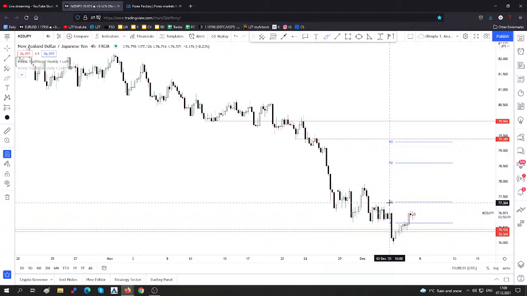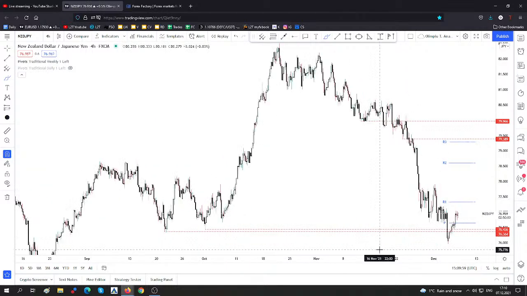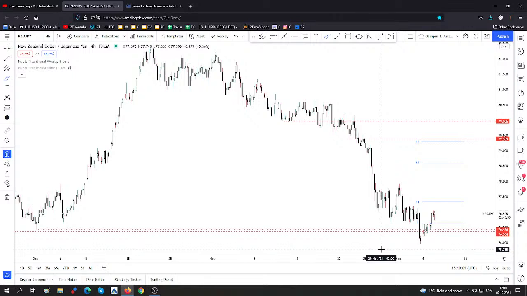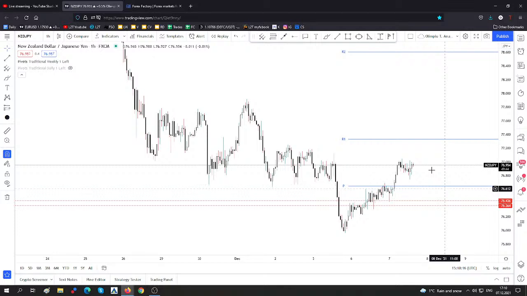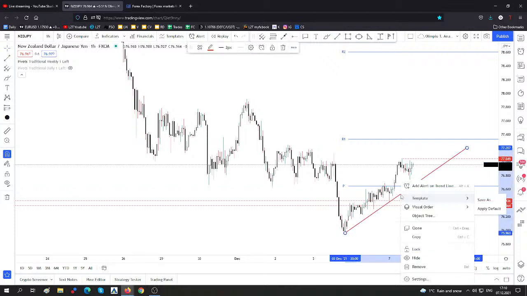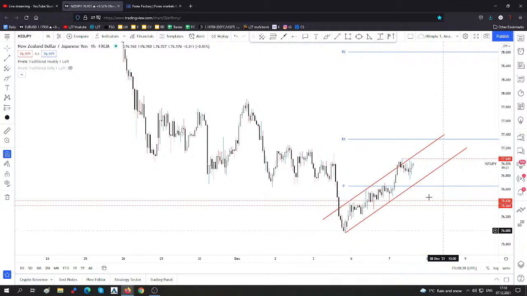NZD/JPY, it has failed to stabilize right below 76.43, 76.33, but right now, as long as it stays right below 77.04, and we have something like an up channel, and this up channel, guys, could represent a downside continuation pattern or something. So I'll wait to see how the pair will react here.